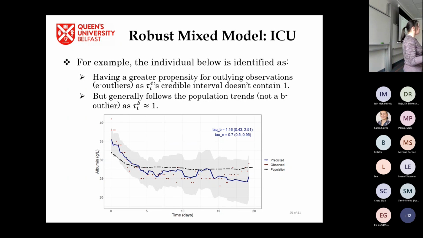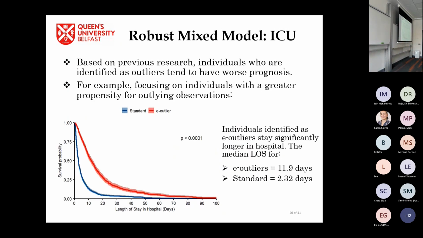And again, that's a common trait: whenever individuals start treatments or invasive medical interventions such as ventilation, they do tend to have more sporadic observations at the start, and we can identify those through models like these.